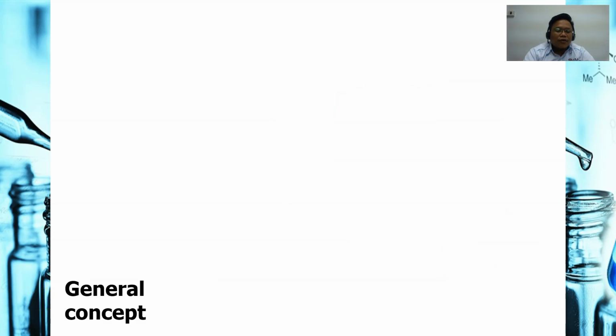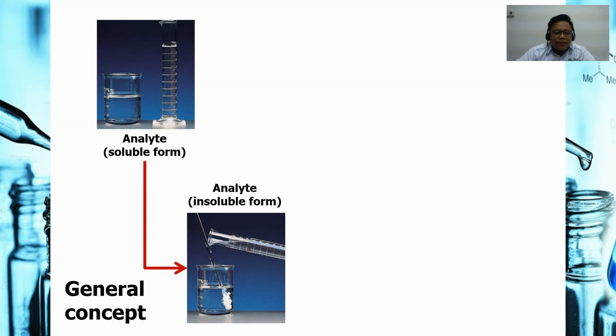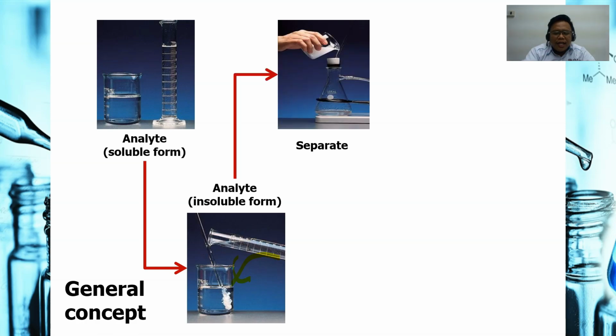So this is the general concept for the GA. First, you must have analytes, which are in soluble form. When two analytes mix together, they will form the product which will precipitate inside the solution. To separate the product from the solution, it must go through the separation process. Okay?